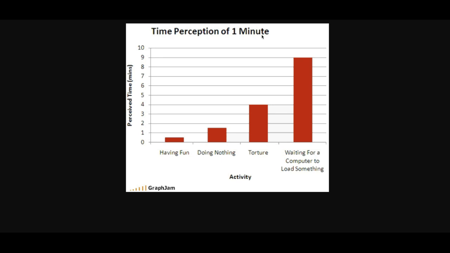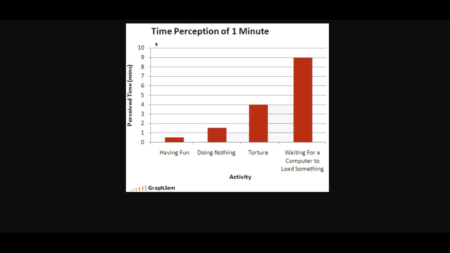So that gives me a sense of what kind of information I expect to see from the bar graph. I expect to see some information about the way that people perceive the length of 1 minute. And perception is the idea of the way that you experience something as opposed to the reality of something.